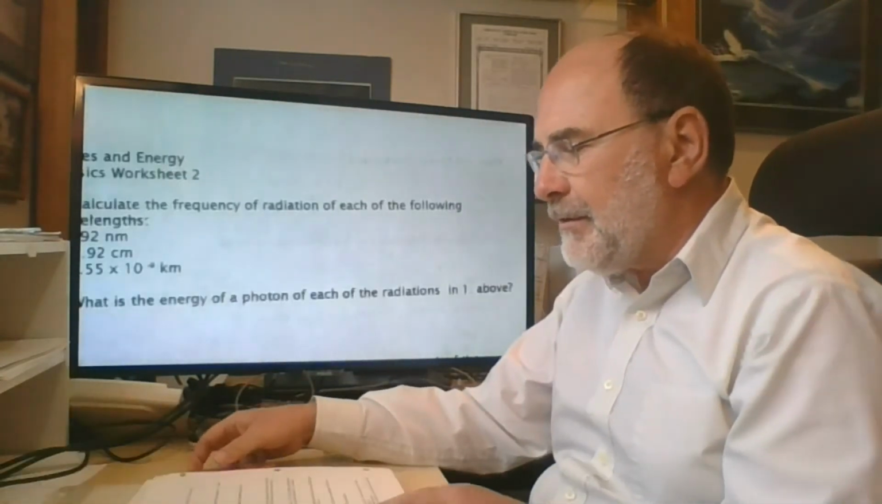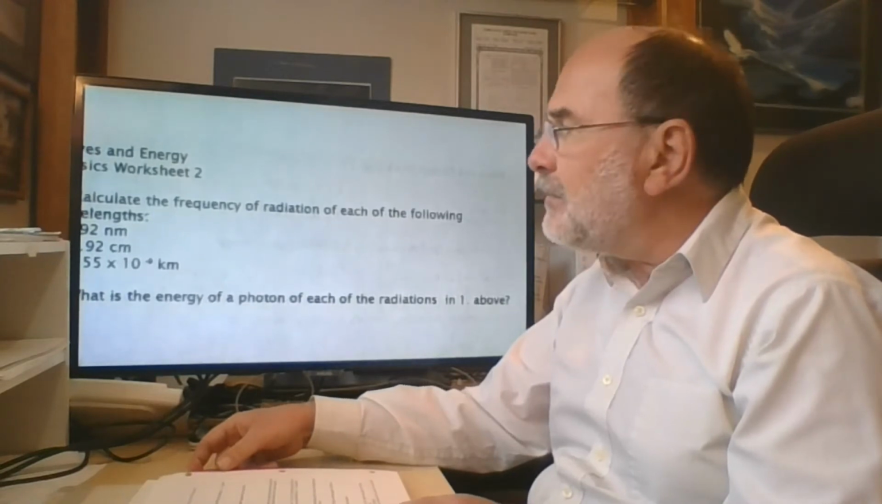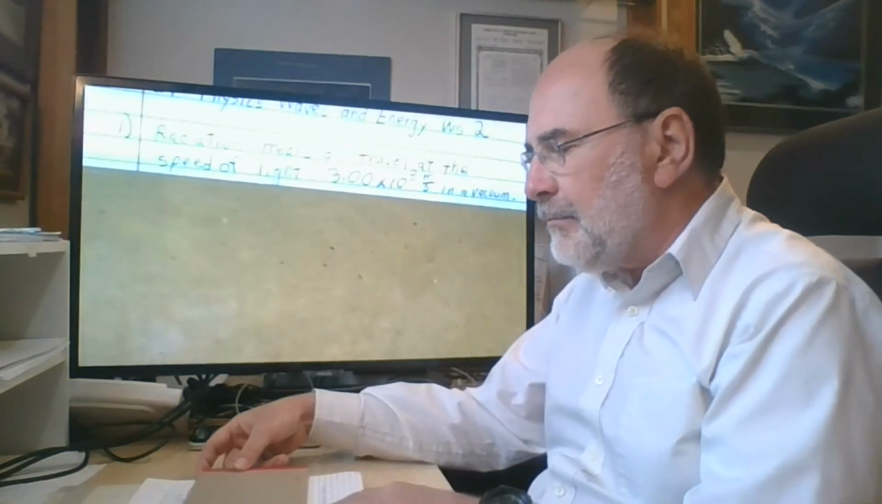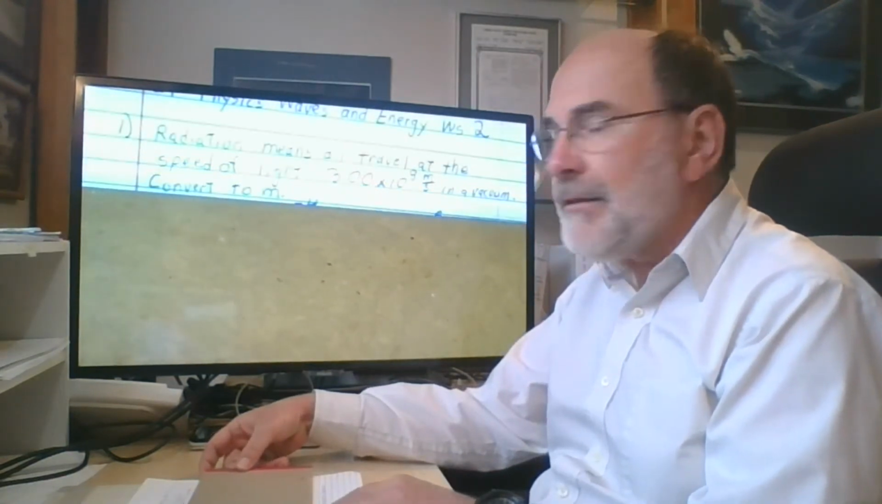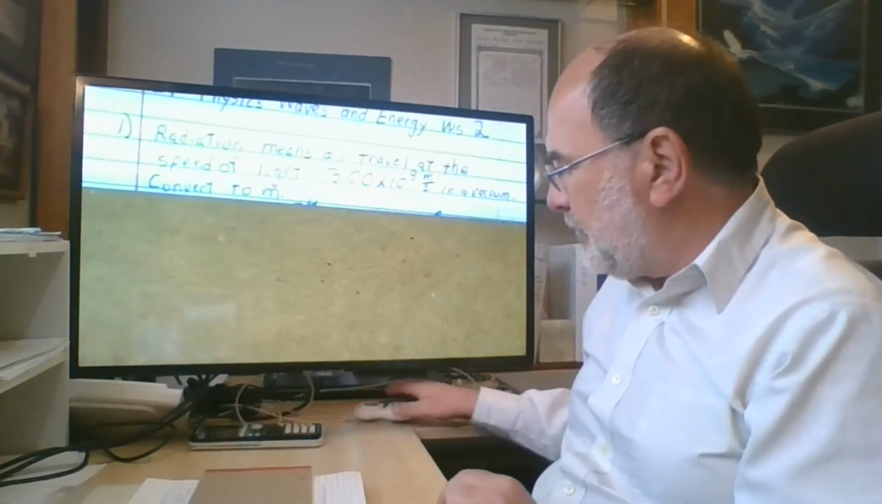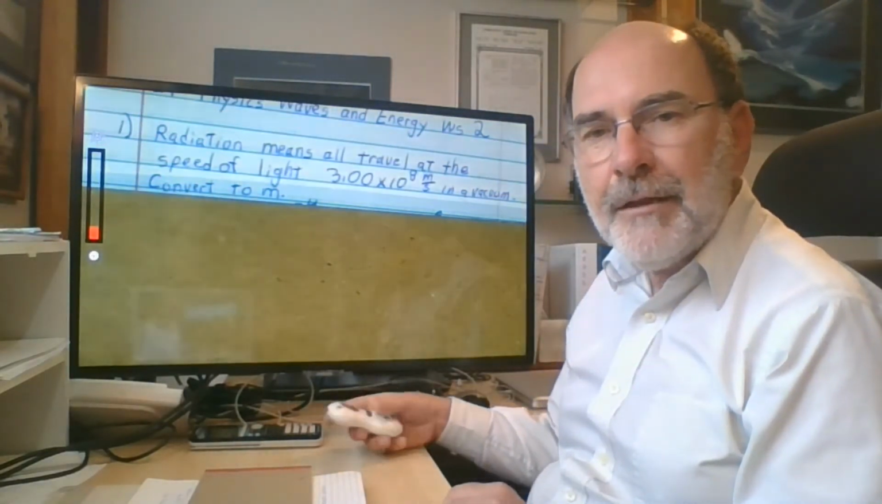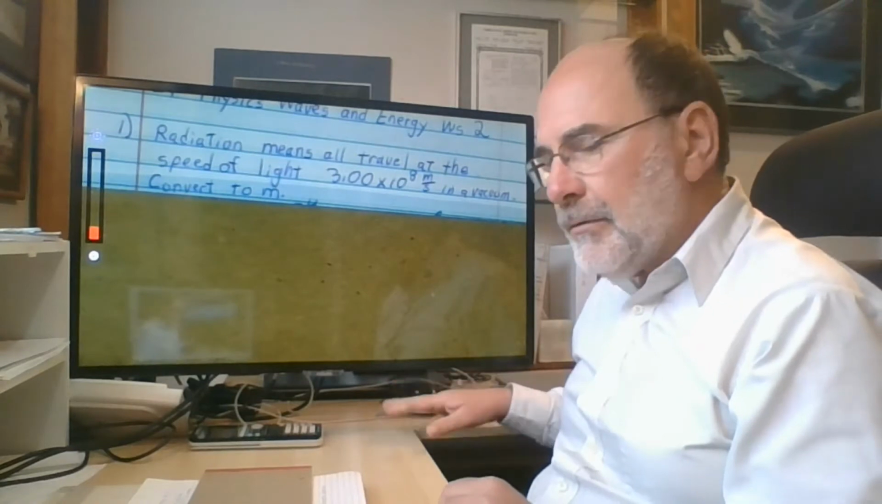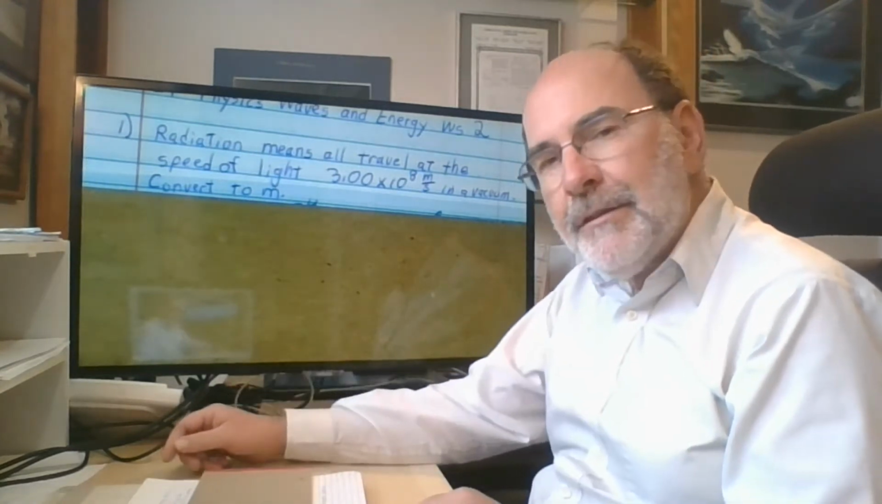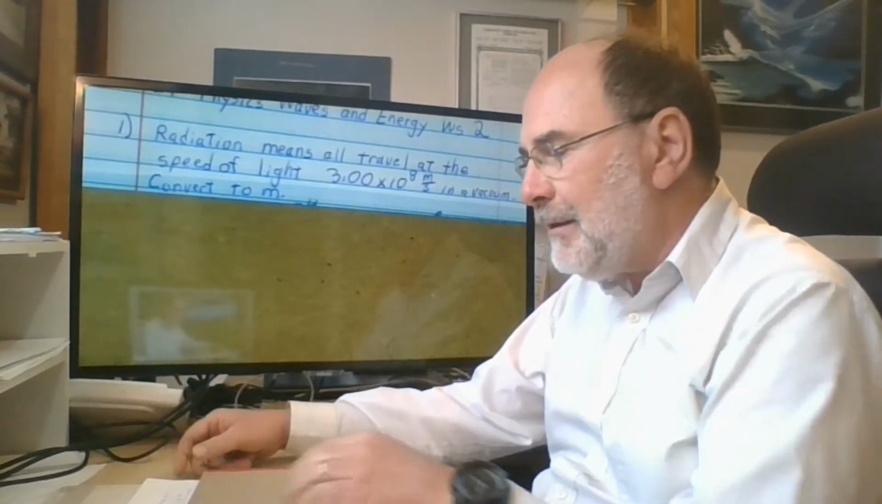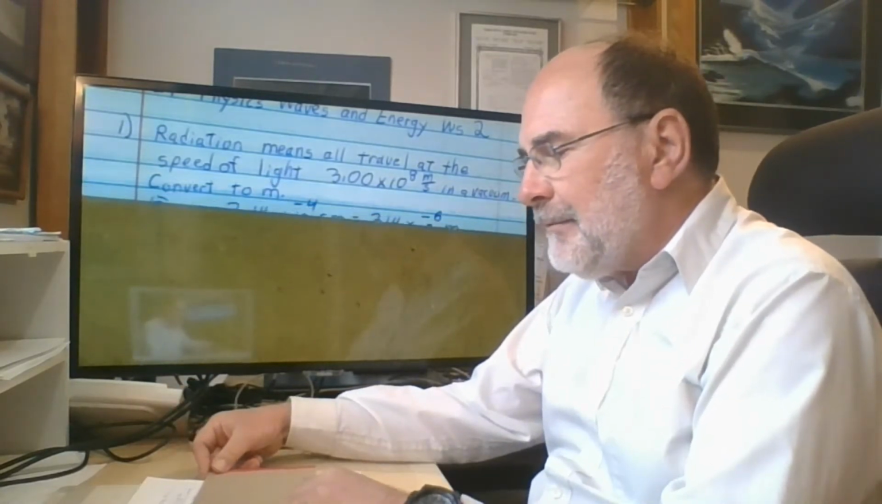So the first one says calculate the frequency of radiation for each of the following. And the first thing you should notice is that radiation means they all are traveling at the speed of light. And if they're traveling at the speed of light, that means 3 times 10 to the 8th meters per second in a vacuum. So the entire worksheet is dealing with radiation, so the entire worksheet all has the same speed, and that's the speed of light.